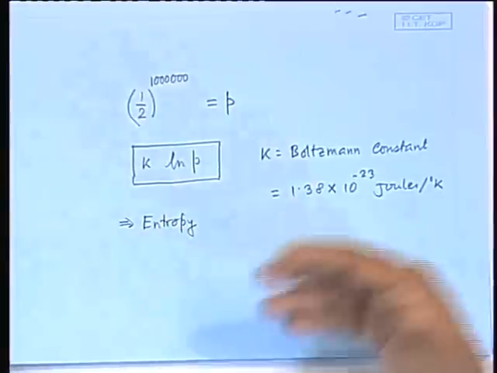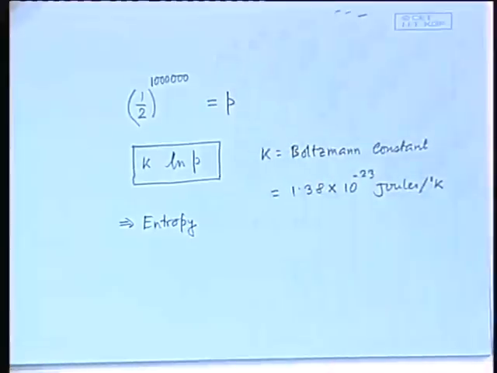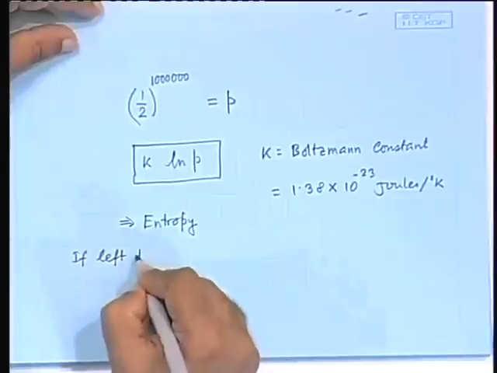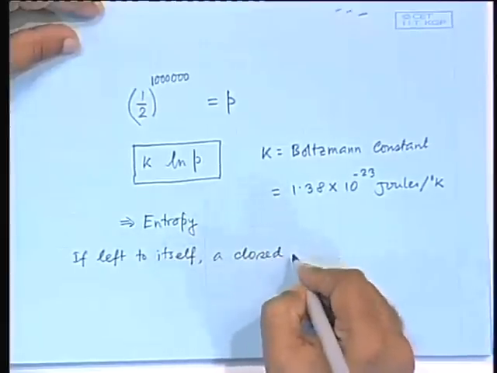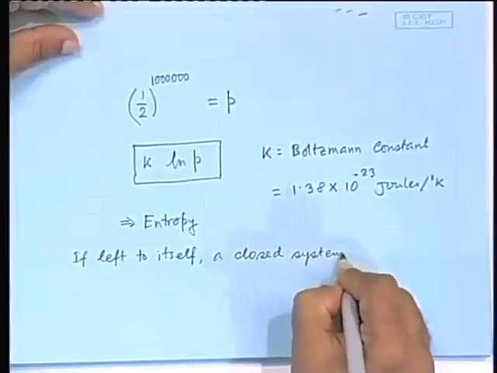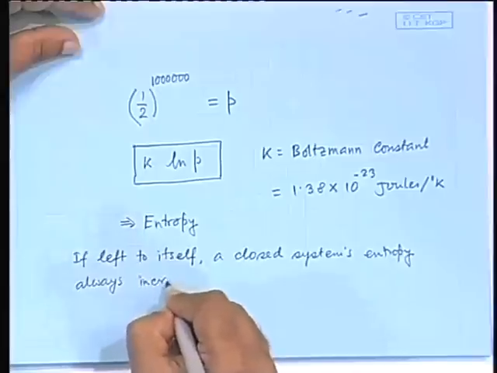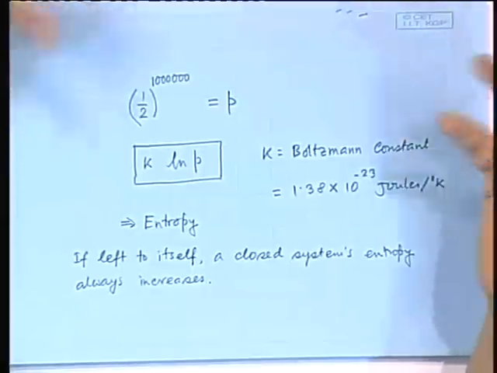And therefore, the second law of thermodynamics can then be molded in the language of the entropy, where we will say, if left to itself, that is it. All right. And this is what gives the arrow of time. This statement essentially tells us why there is an arrow of time, why there is a distinction between the past and the future. Essentially, this is the basic.